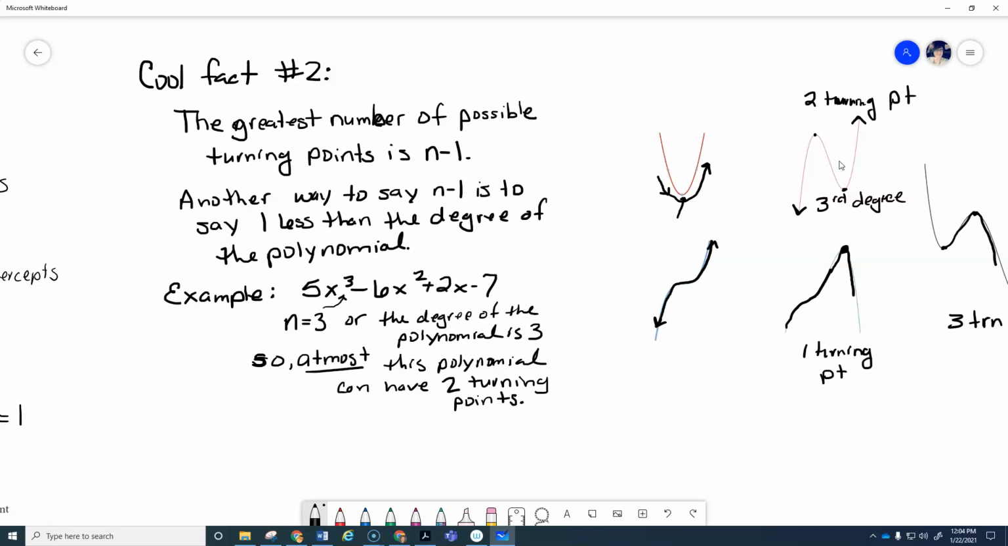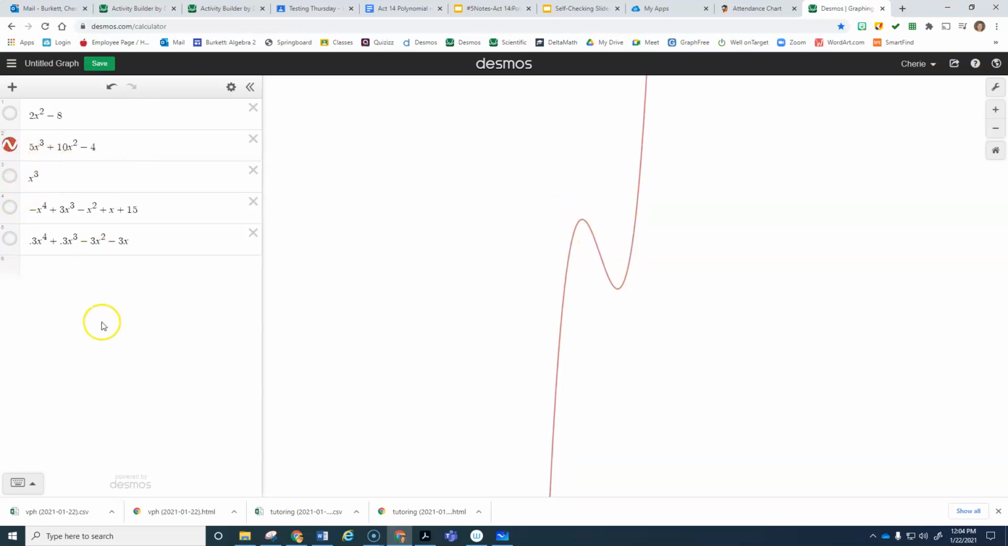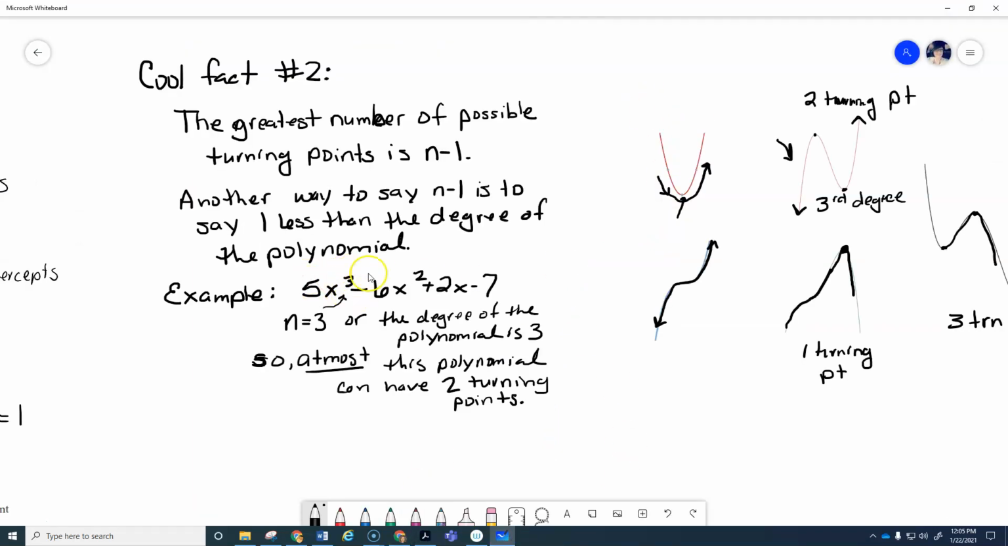Just because this is a 3rd degree polynomial doesn't mean it has to have 2 turning points, because this right here is a 3rd degree polynomial. I can show you over here where I graphed it. See, here is the 3rd degree polynomial that I graphed. That's a 3rd degree polynomial, but so is this one, and it doesn't have any turning points. So the point I'm trying to make is that just because you know it's a 3rd degree polynomial does not guarantee that you'll have 2 turning points. But if you see 2 turning points, it has to be at least a 3rd degree polynomial. I hope that helps.